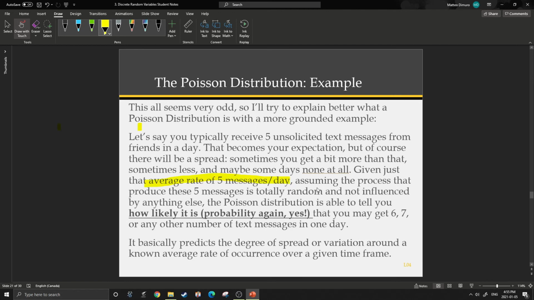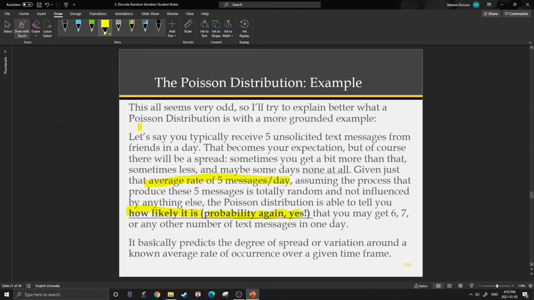But given that the average rate is 5 messages per day, and assuming that those 5 messages a day are totally random, like they're not being influenced by you posting something to Instagram, or there's some external factor that's causing them. It's just, on average, you get 5 text messages a day. Then that's going to be a Poisson distribution. And if we use the formula for a Poisson distribution, what that formula is going to be able to tell us is how likely it is, so again, this is probability, that you might get 6, 7, or any other text messages in a day.